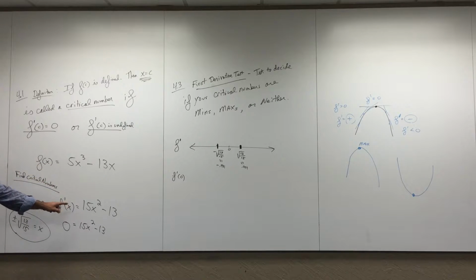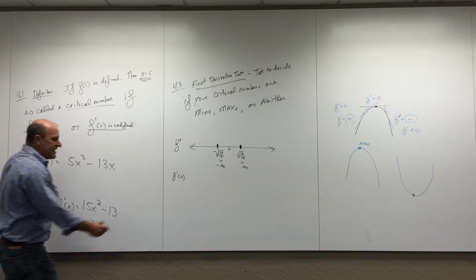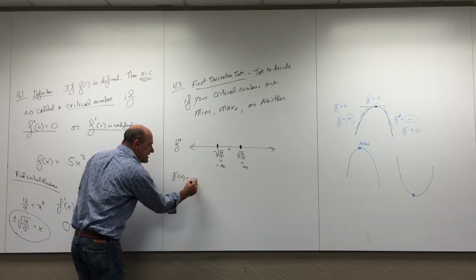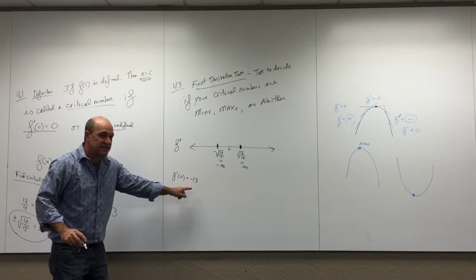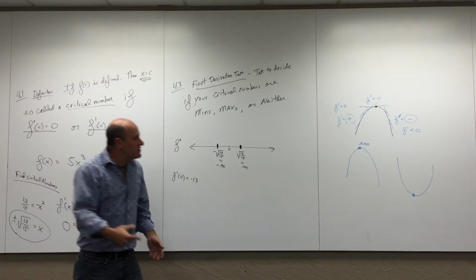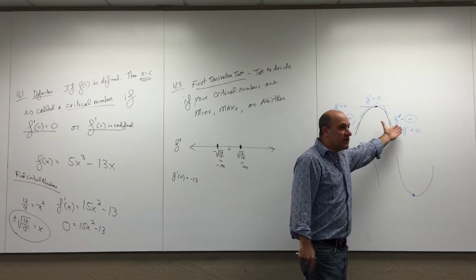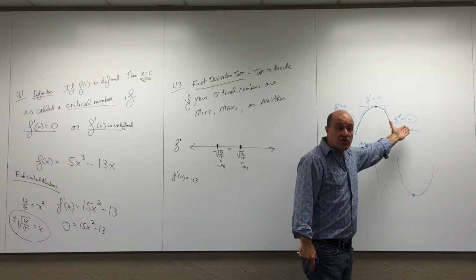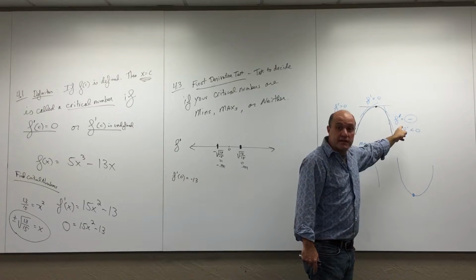15 minus... Oh yeah. I'm going to plug this in my derivative, and what do I get? Negative 13? Yeah, I get negative 13. Okay, listen, I don't really care that it's 13. The point is, it's negative. My derivative is negative. What did we just learn? When the derivative is negative, the function is decreasing.